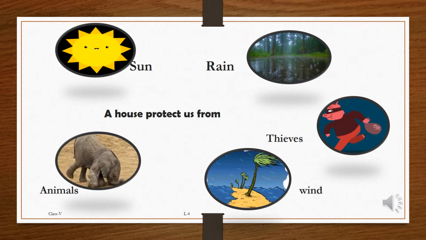The house protects us from the scorching heat of the sun. It also protects us from the rain, the thieves, wind, and animals.